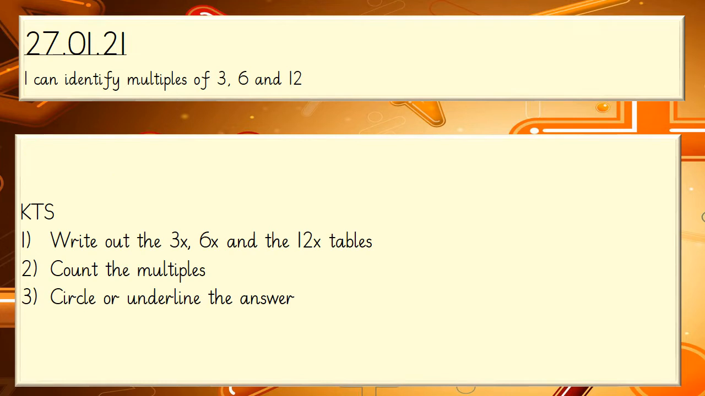Let's have a look at our keys to success for this lesson. To begin with, it's really important that we write out our 3s, our 6s and our 12s. So first thing I want you to do is write down your 3 times table, your 6 times table and then your 12 times table. Pause the video here whilst you do this.